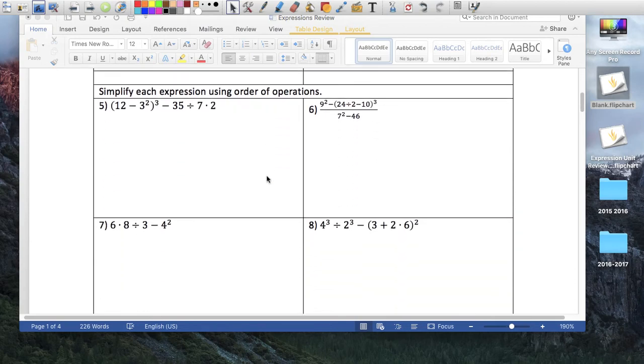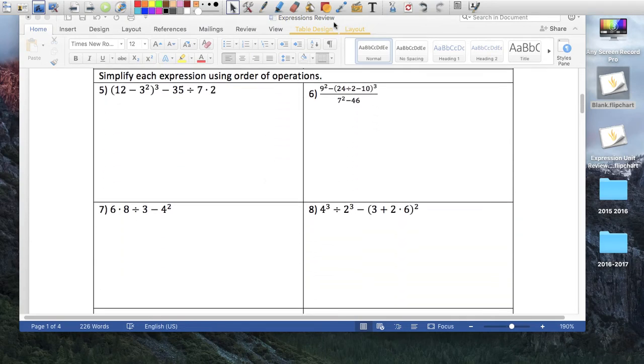Let's go to the second part. Simplify each expression using order of operations. Okay, let's go. So inside the parentheses, change the number that has an exponent to a standard number.